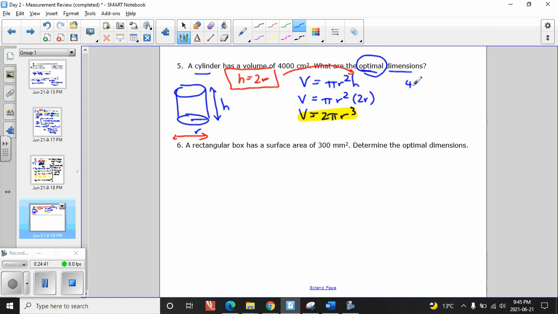So the volume is 4,000. And 2 pi r cubed is the right-hand side of that formula. All I did was replace the volume with the number given in the question. To find the optimal dimensions, that means we're going to be solving for the radius in this case. So we need to get rid of 2 pi using division.